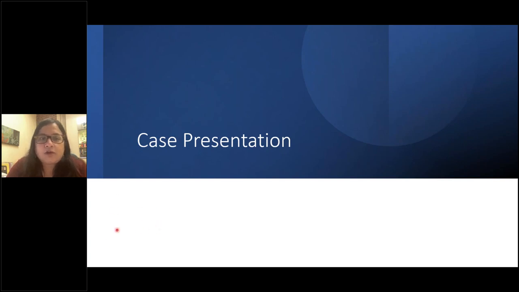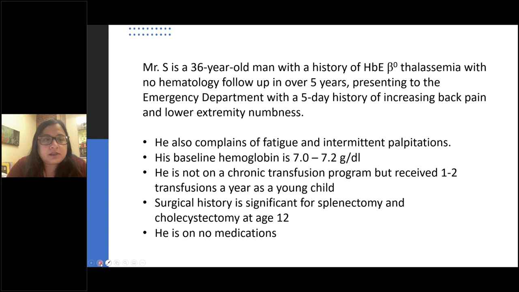So before we begin our rounds, let's take a look at a case study that illustrates several key concepts in the management of NTDT. Please keep this case in mind since we will discuss this later at the end of our presentation. So this is to introduce Mr. S, who's a 36-year-old man with a history of hemoglobin E beta 0 thalassemia, but no hematology follow-up in over 5 years, who's presenting to the emergency department with a 5-day history of increasing back pain and lower extremity numbness. He also complains of fatigue and intermittent palpitations.